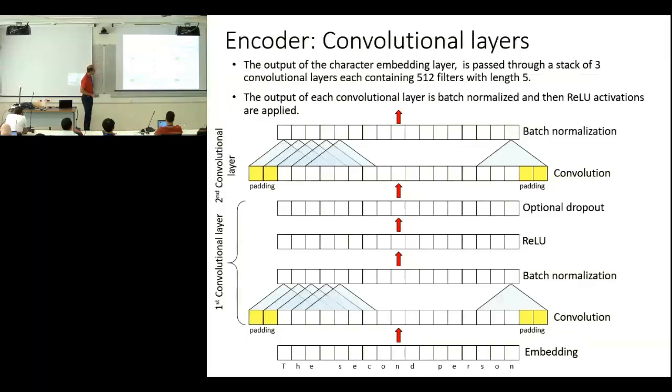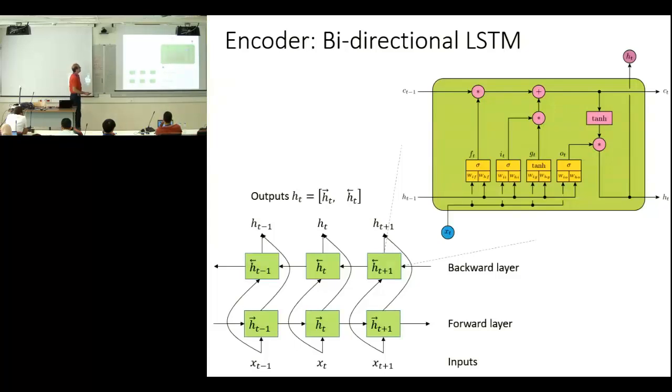The function of this is that instead of representing one character, we represent a character with a context, because it takes into account the context through the convolution across the sequence, across time. The bidirectional LSTM is a very common LSTM. This is the LSTM unit, and we have a forward and a backward direction, and the output state of the encoder is the concatenation of the hidden state of the forward layer and the hidden state of the backward layer.